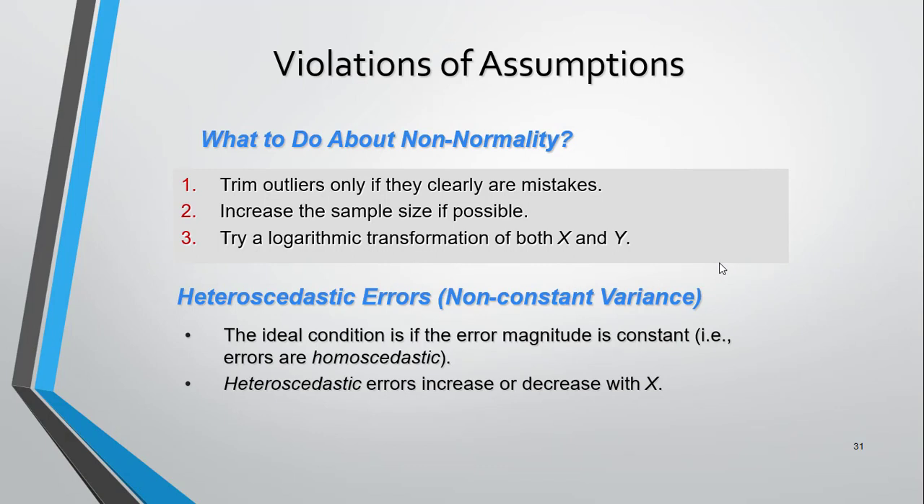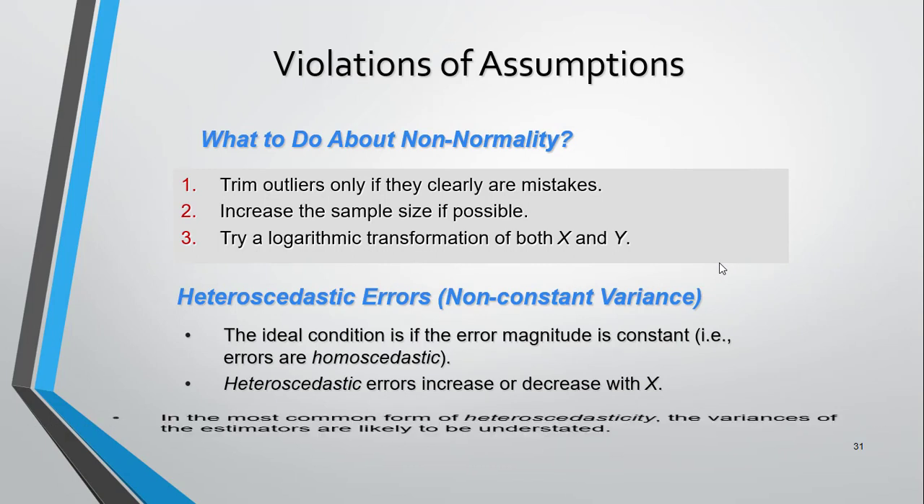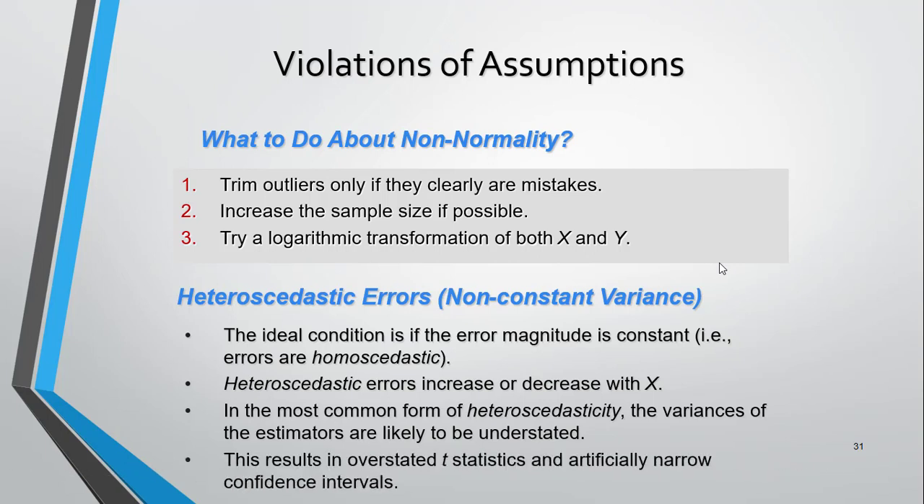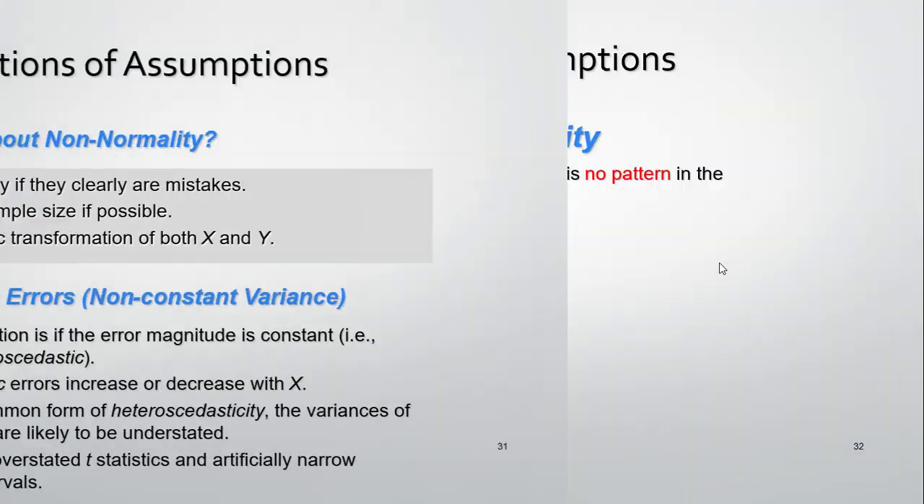Heteroscedastic errors, or non-constant variance. The ideal condition is if the error magnitude is constant, right? That is, errors are homoscedastic. But heteroscedastic errors increase or decrease with y. In the most common form of heteroscedasticity, the variances of estimators are likely to be understated. So this results in overstated t-statistics and artificially narrow confidence intervals.